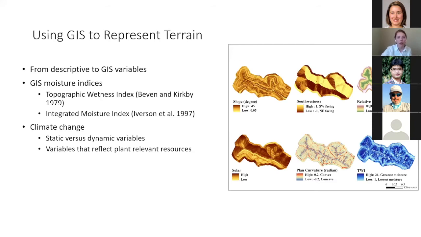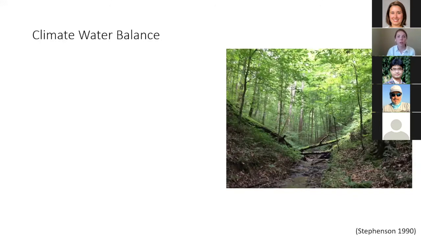I also want to point out that we might want to look at variables that reflect plant relevant resources. So the topographic wetness index is a relative moisture index. It's not telling us the quantifiable amount of moisture on that site. Rather, it's showing us just a relative moisture index. So it can't exactly be compared between two different landscapes, or even within a landscape, it's not telling us a specific amount of moisture. So with that in mind, I will now start talking about the climate-water balance.